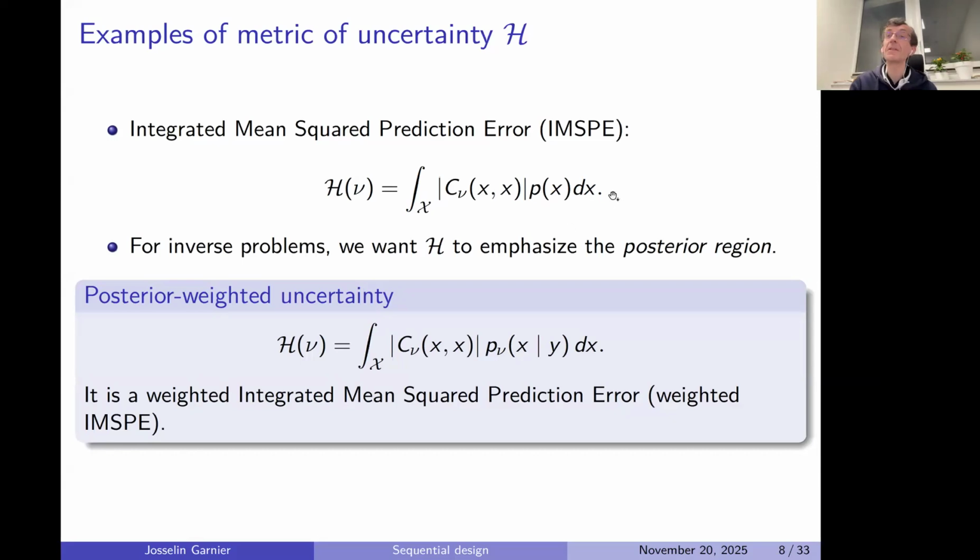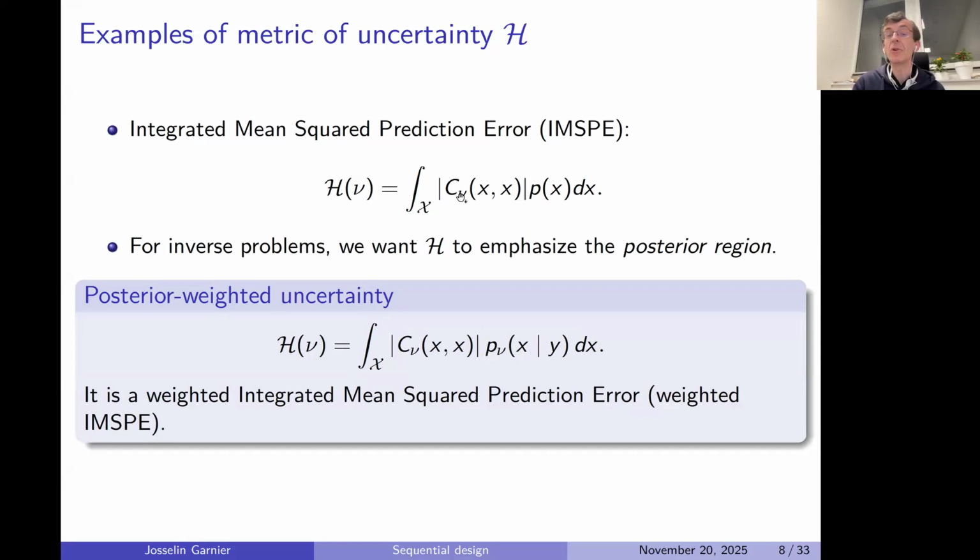But in fact, this is not a good one for us, because what we want is to have a good posterior distribution, a good estimation of the posterior. So we want this variance here to be small, not where the prior is large, but where the posterior is large. So now that makes sense. That is indeed a good measure of uncertainty for what we want. But the problem is that it's much more complicated.